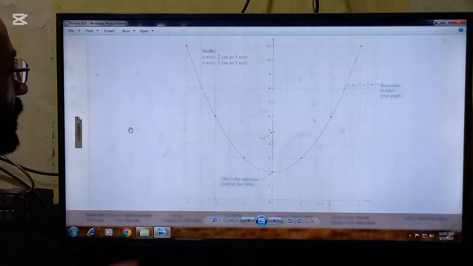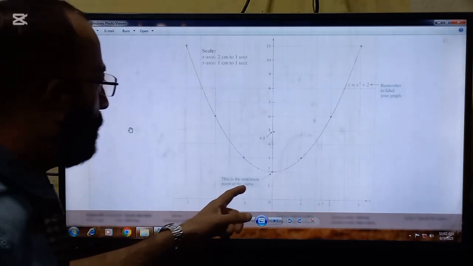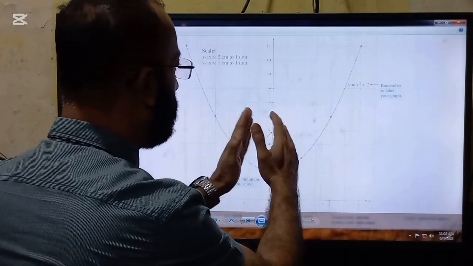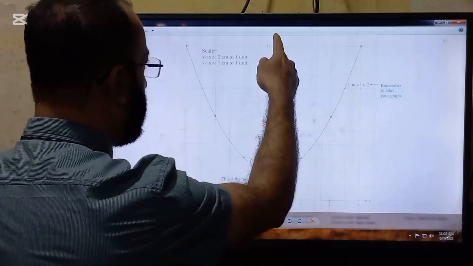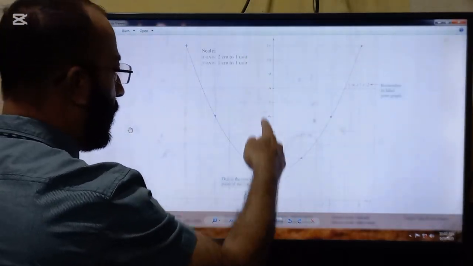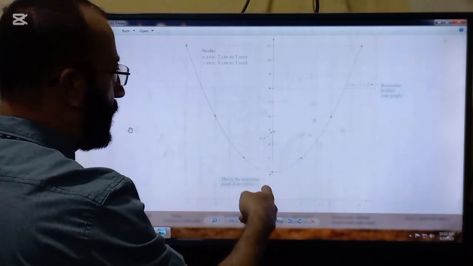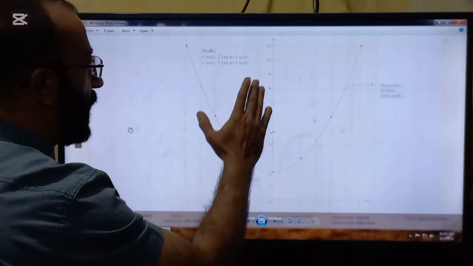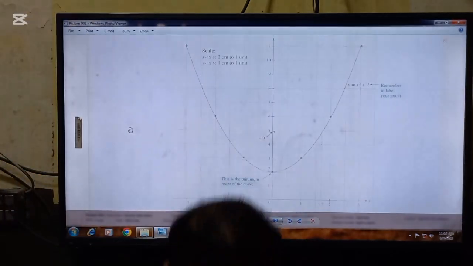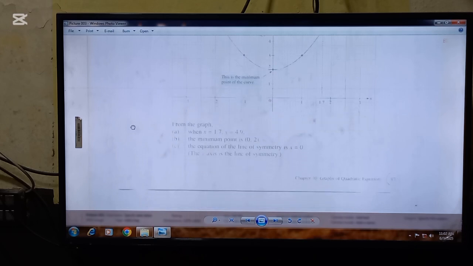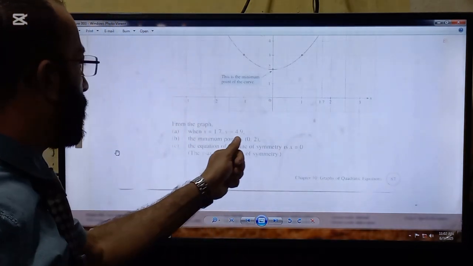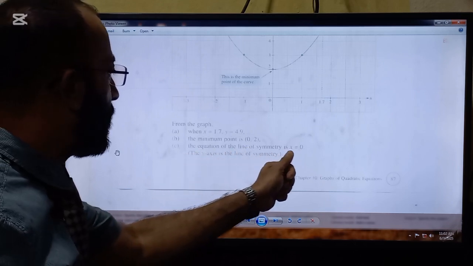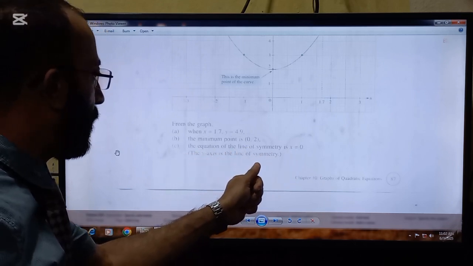And the last part was find the line of symmetry. So if you can see, this is the line which is actually cutting the graph into two equal halves. So this is the line of symmetry. And this is actually the y-axis, and the y-axis equation is x equals 0. So x equals 0 is actually the line of symmetry. So look now. This is the first part's answer. This is the second part's answer. And the equation of the line of symmetry is x equals 0. The y-axis is the line of symmetry.